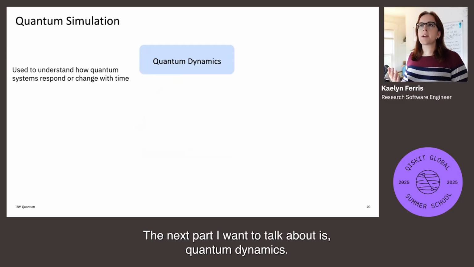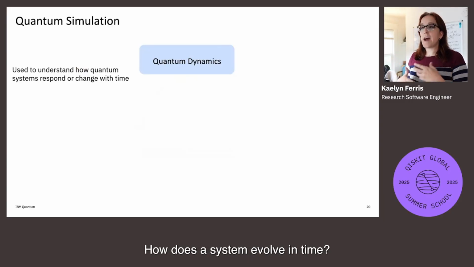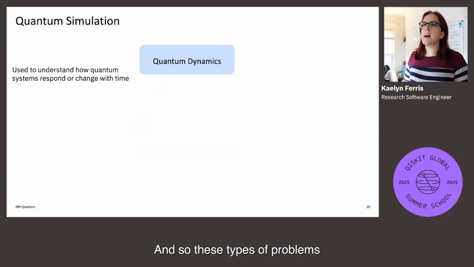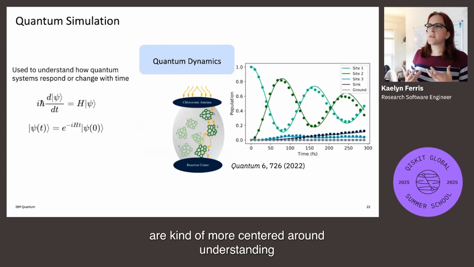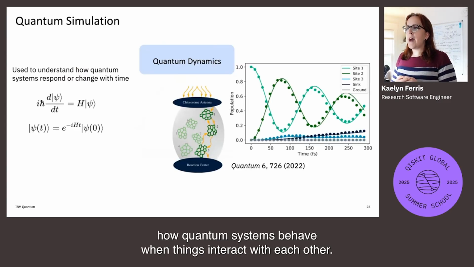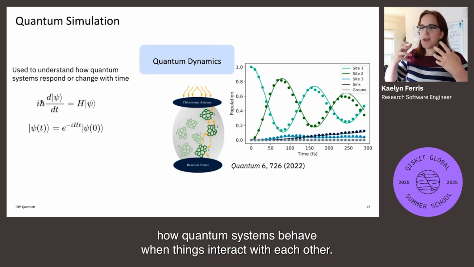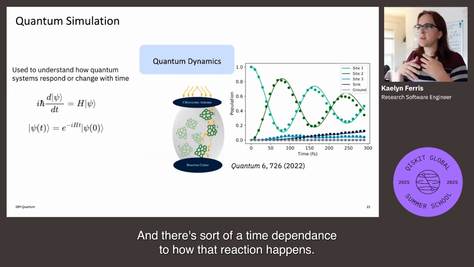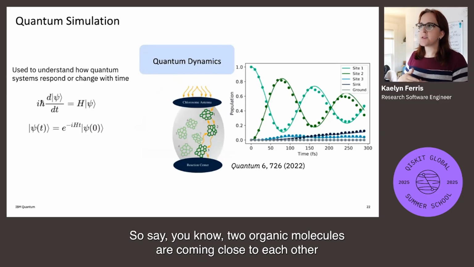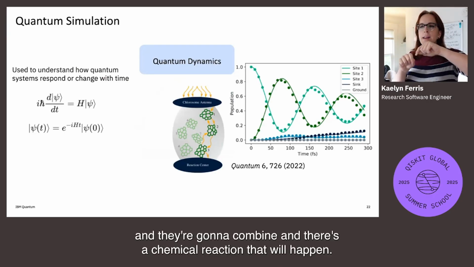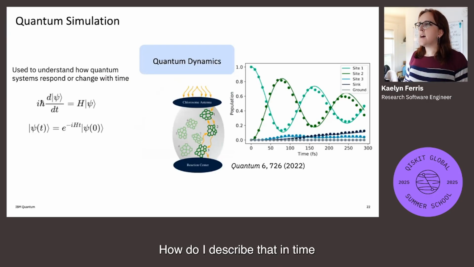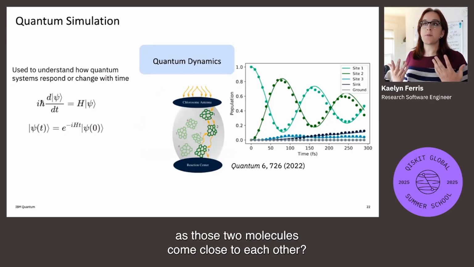The next part I want to talk about is quantum dynamics. How does a system evolve in time? These problems are centered around understanding how quantum systems behave when things interact with each other, with a time dependence to how that reaction happens. Say two organic molecules are coming close to each other and they're going to combine in a chemical reaction. How do I describe that in time as those two molecules come close to each other?